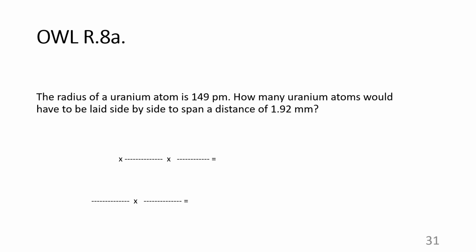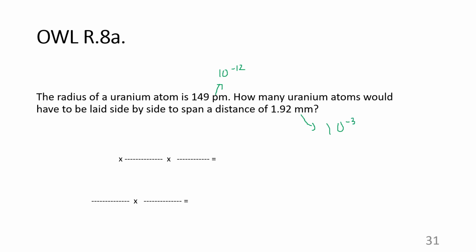Let's try one that's a bit more complicated, but I think this one is very fun. We're given the radius of a uranium atom being 149 picometers. Pico, if you remember, is 10 to the negative 12. It's a very tiny size of an atom. How many uranium atoms would have to be laid side by side to span a distance of 1.92 millimeters? So milli is 10 to the negative 3.